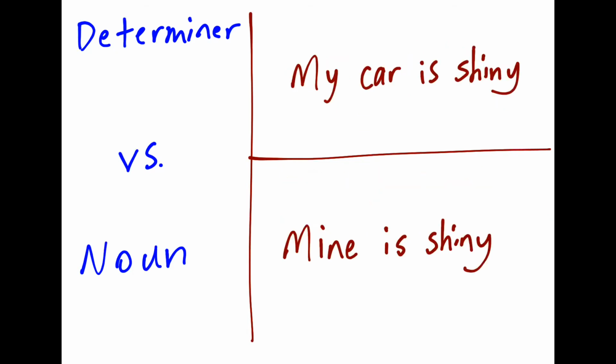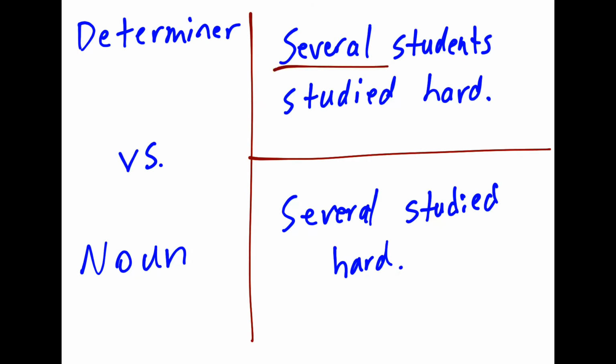Sometimes we might use slightly different words. For example, my tells you which car you're referring to, versus mine is probably referring back to a car that was mentioned in a previous sentence. Here, several in front of a noun like students tells you which students, or clarifies the quantity of students that you're speaking of. Whereas in this second example, several probably refers back to a noun in the previous sentence, such as students, in a classic pronoun way functioning as a noun.